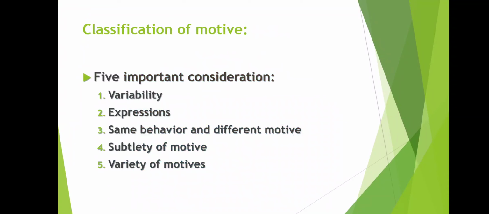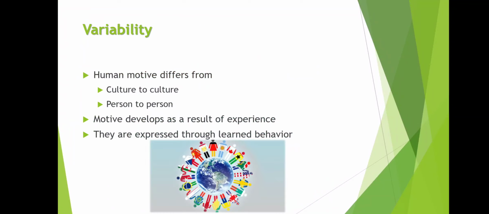So the first one is variability, and then there is expression. The third one is same behavior in different motive. Fourth one is subtlety of motive, and the fifth one is variety of motives. So these are 5 important considerations. The classification of motives can be understood in the light of these following 5 considerations. We'll be discussing these one by one. So let's start with variability.